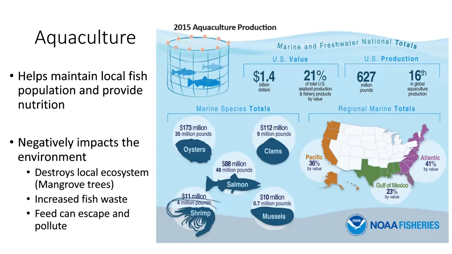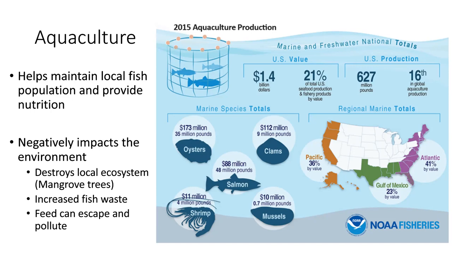And then in addition to the fishing practices, there's something known as aquaculture, which is a little bit different. It's almost just a fish farm. And these are good because they help maintain the fish population. They help provide that nutrition source for people. They provide a dietary staple for a lot of people.